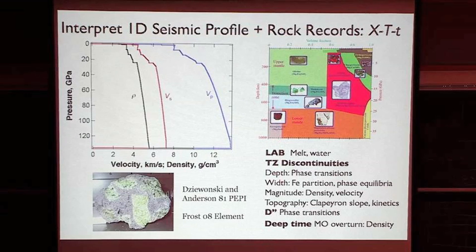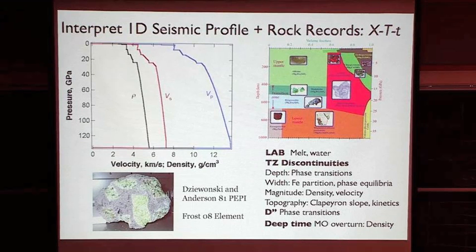Because if you have a single magnesium end member, you would expect a pure, very sharp boundary, but the boundary has a certain finite width. And also there are multiple phases present, which also contribute to the width of the boundary. Then you also look at the boundary jump. What's the magnitude of the jumps? How that corresponds to density and the velocity changes across those phase transitions and the presence of iron and other elements. And then you have topography.